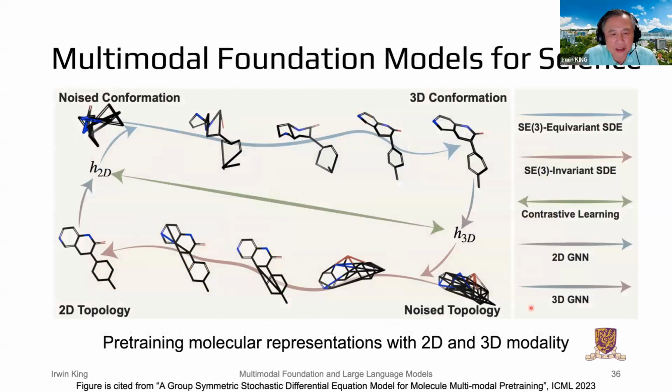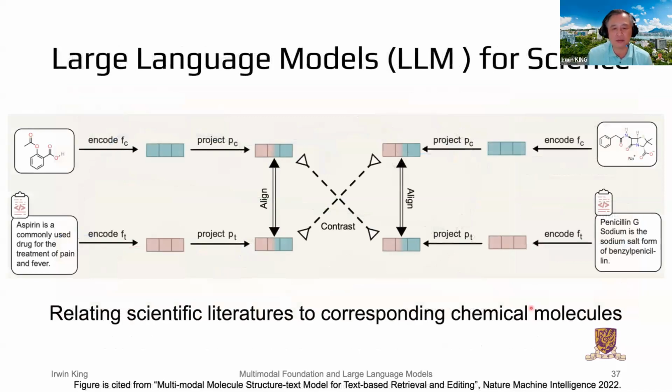So this is some of the work we actually do: pre-training molecule representation with 2D and 3D modality. So it is equivariant, or SE(3) invariant, and we base this on contrastive learning, and we are able to generate some interesting results. Okay.